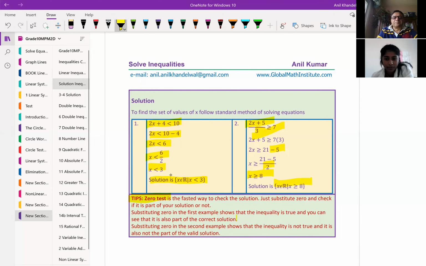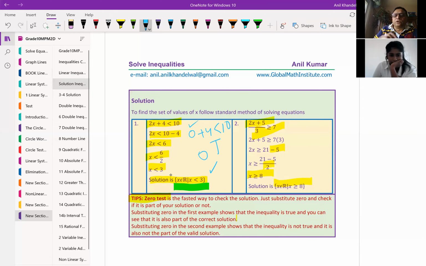Let's understand this. This is our first example, correct? In the first example, we are saying x is less than 3. X is less than 3 means 0 is part of the solution, correct? 0 is less than 3, right? So 0 should make the inequality true. That is what it means. If I substitute 0 here, what do I get? I get 0 plus 4 is less than 10, and that is true. Therefore, we know that the answer is correct.